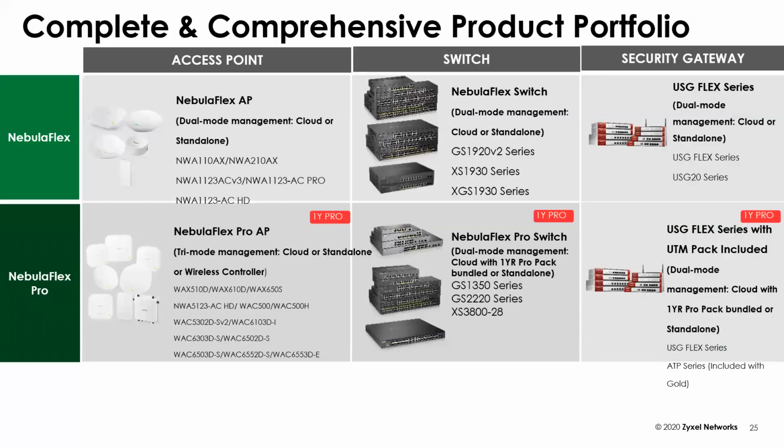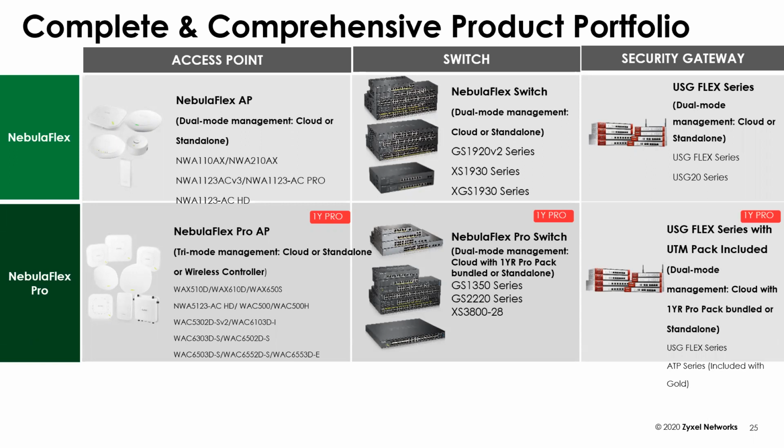This is just showing you here a breakdown of most of our product lines, which ones are Nebula Flex, which ones are Nebula Flex Pro. So Nebula Flex, when it comes to our access points, are all models from the 50 series, the 100 series, 200 series, and 1000 series. When it comes to our switches, it's the GS1920V2, the XS1930, and the XGS1930. And then on our security gateways, it is the USG Flex series, which does not have the UTM services bundled with it, just the standalone version there.